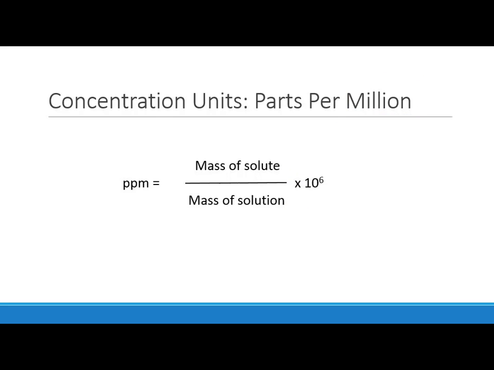What about parts per billion, ppb? Well, parts per billion, you would just do the exact same formula, right? This whole thing, but multiply by 10 to the 9th because that's a billion. Parts per thousand, you'd multiply by 1,000 instead.